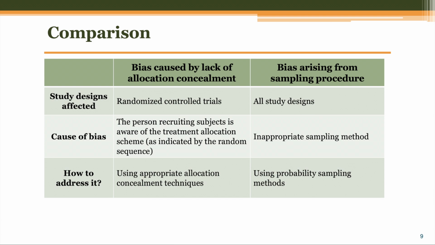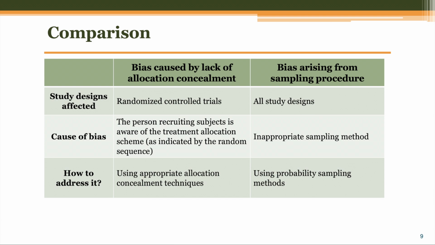In contrast, bias arising from sampling procedure can occur in all types of study designs. Second, cause of bias. Bias caused by lack of allocation concealment occurs when the person recruiting subjects knows the treatment allocation scheme, as indicated by the random sequence, which affects his or her decision to recruit a subject or not. Bias arising from sampling procedure, on the other hand, results from an inappropriate sampling method, where the selected sample doesn't accurately represent the target population.